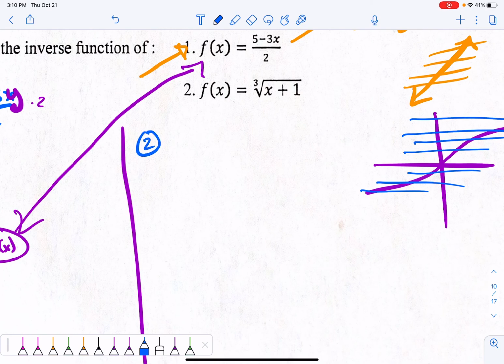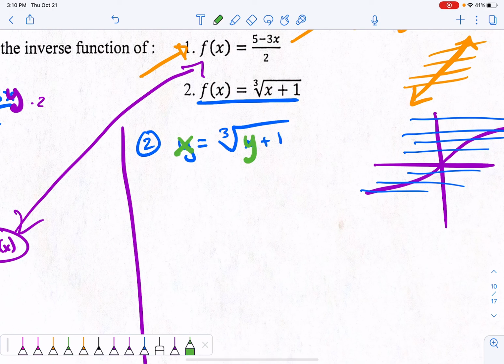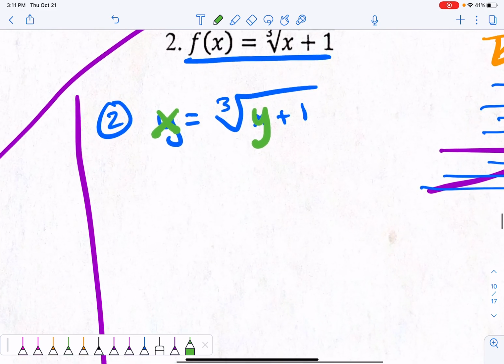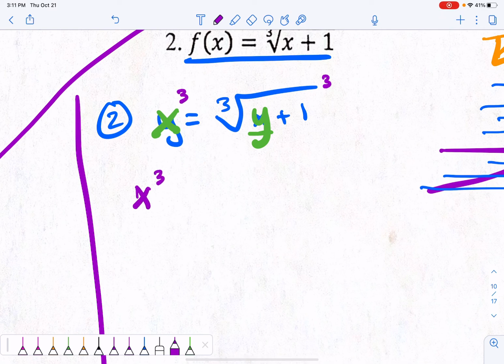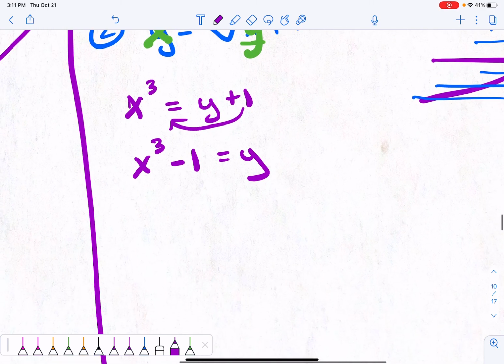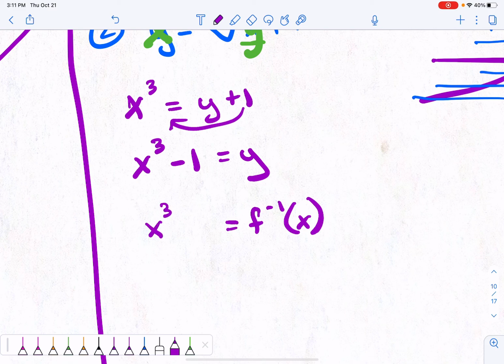This is this function here, y equals the cubic root of x plus 1, and I'm going to cheat and switch my x's and y's right over top of them. And now we have to solve for y. The first thing we want to do is cube both sides. And x to the 3rd power equals y plus 1. So x to the 3rd power minus 1, if I subtract that 1 over, equals y. And the last step is that f inverse of x is equal to x to the 3rd minus 1.